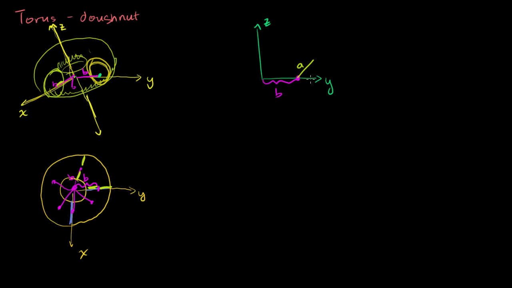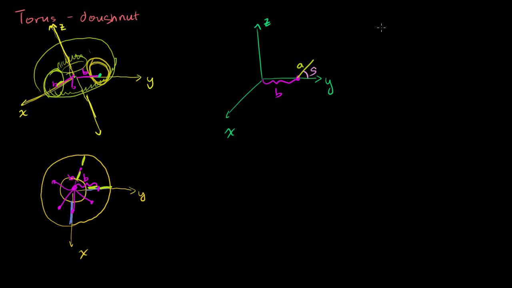And what we're going to do is have 2 parameters. One is the angle that this radius makes with the xz plane. So you can imagine the x-axis coming out here. So this is the xz plane. So one parameter is going to be the angle between our radius and the xz plane. We're going to call that parameter s.